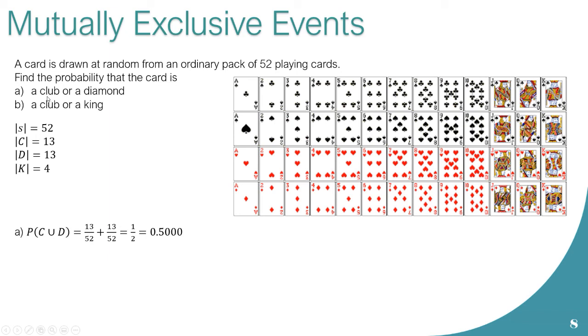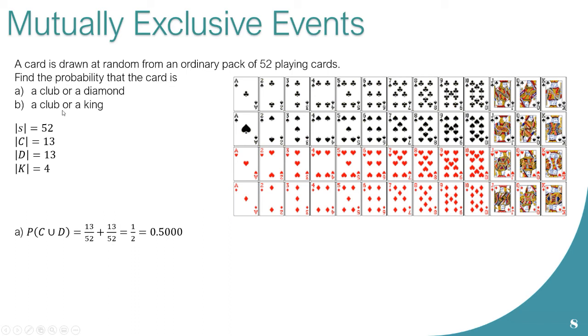So if we want the probability of getting a club or a diamond, well, that's the union of these two events. Now they are mutually exclusive. That's why we can use this simplified calculation of this event. It's the probability of getting a club plus the probability of getting a diamond. 13 out of 52 plus 13 out of 52, that's a half.